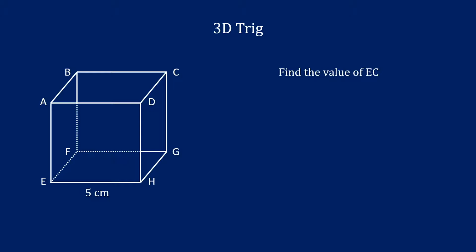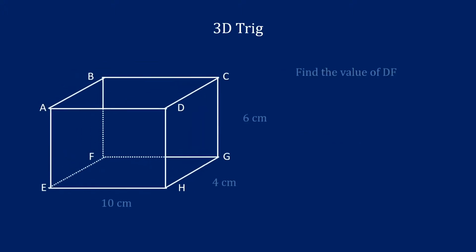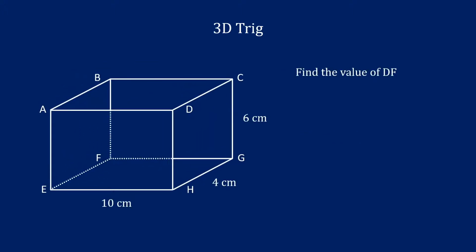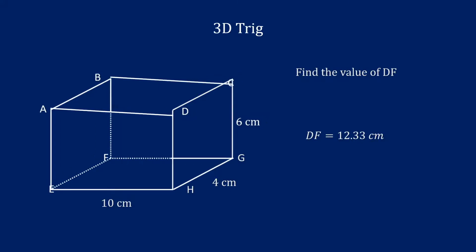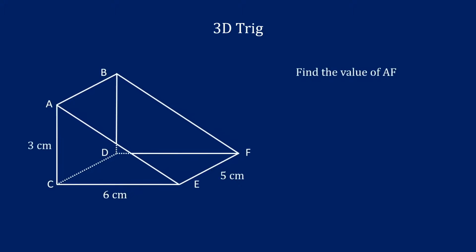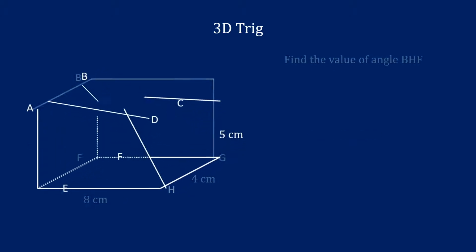Pause here, come back when you've got an answer. You should get 8.66. New one. Pause here, come back when you've got an answer. You should get 12.33. And another one. Pause here, come back when you've got an answer. You should get 8.37. Cool? Let's take a look at a new question.